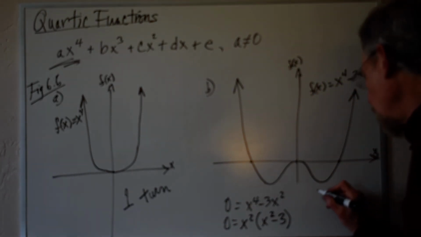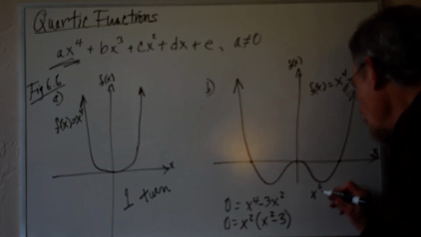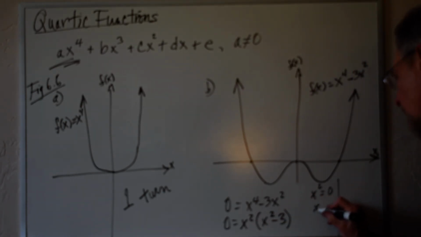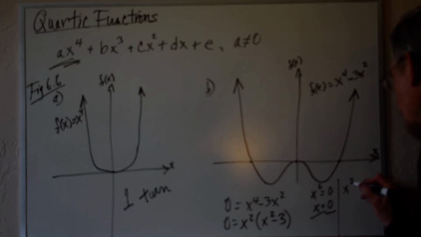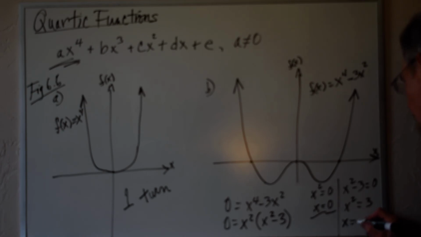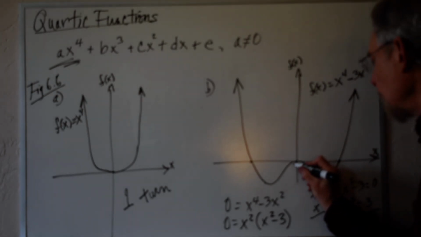Okay, so my solutions are going to occur where the first factor equals 0, x squared equals 0, which means that x is equal to 0, or where x squared minus 3 equals 0. If I solve that using the square root method, x squared equals 3, I take the square root of each side, I get x equals plus or minus the square root of 3. And those are the numbers here.